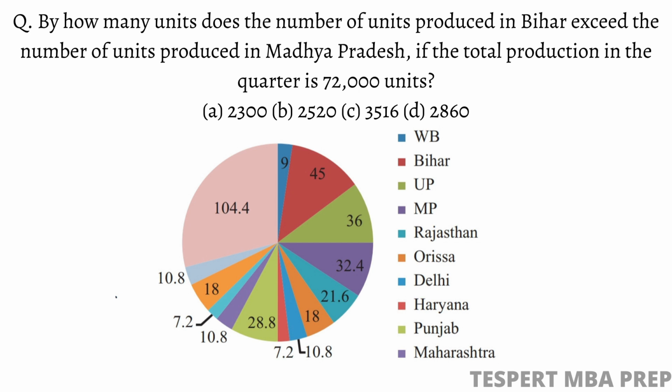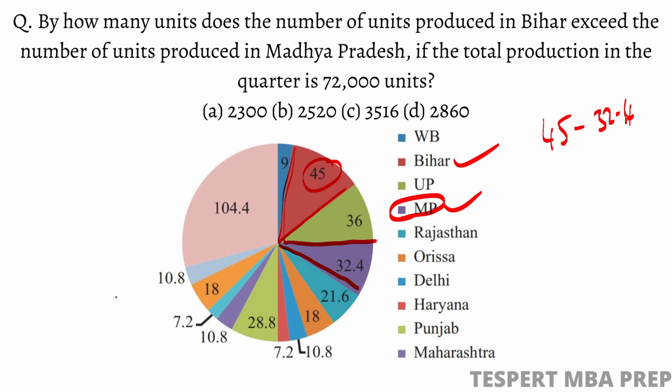See, by how many units does the number of units produced in Bihar exceed the number of units produced in Madhya Pradesh if the total production in the quarter is 72,000 units? Okay. See, we are asked to find out the difference between the value of Bihar and that of MP. So what is the value of Bihar here? 45. This is the sector in which Bihar is represented, and the sector in which MP is represented is this one, 32.4, right? So what is the difference in the angle of Bihar and Madhya Pradesh? 45 minus 32.4 degrees, right?